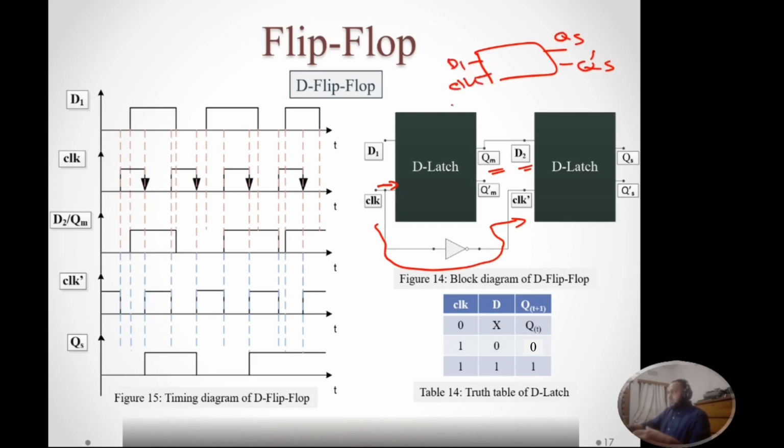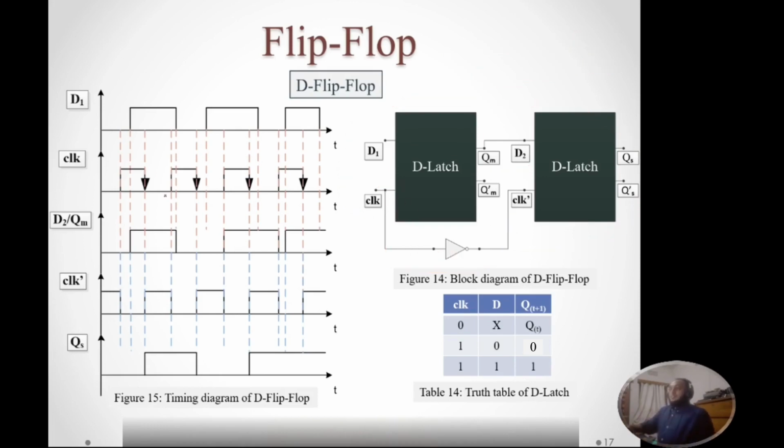This is our clock. So let's see how we can construct it. Let's look at the timing diagram and see if this circuit is behaving as D flip-flop or not. Okay, let's look at the output of first D latch. So our input is D1 for the first D latch, clock signal is CLK, and our output is QM. So whenever clock signal is 0, our previous output will continue. Let's assume our previous output is 0. That means our previous output will continue.